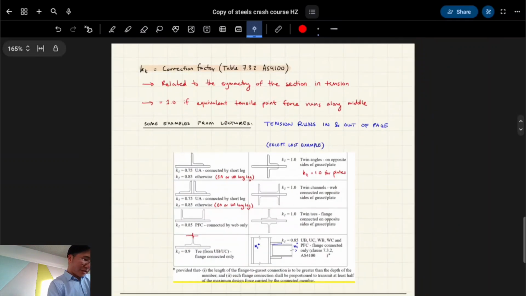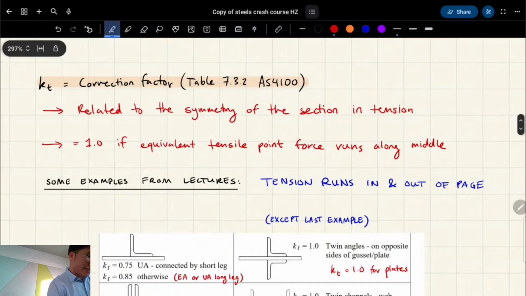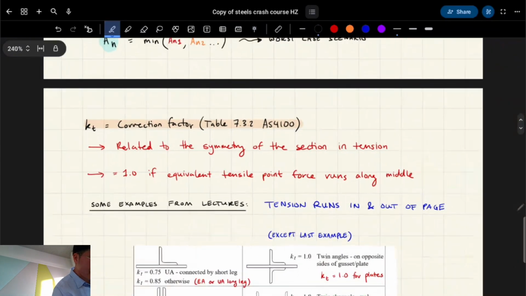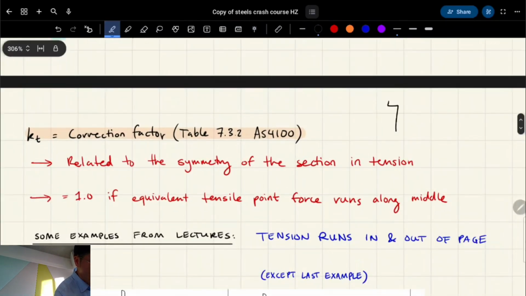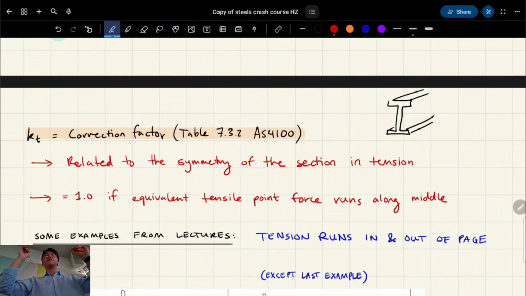Let me get up a good diagram. So basically, imagine you have an I-beam like this, right? And then we're doing tension, so it's being pulled apart. So where's the force going to be located? Like, where's the center of the force? In the middle, right? So this is essentially KT is equal to 1. There's no eccentricity. Got it?